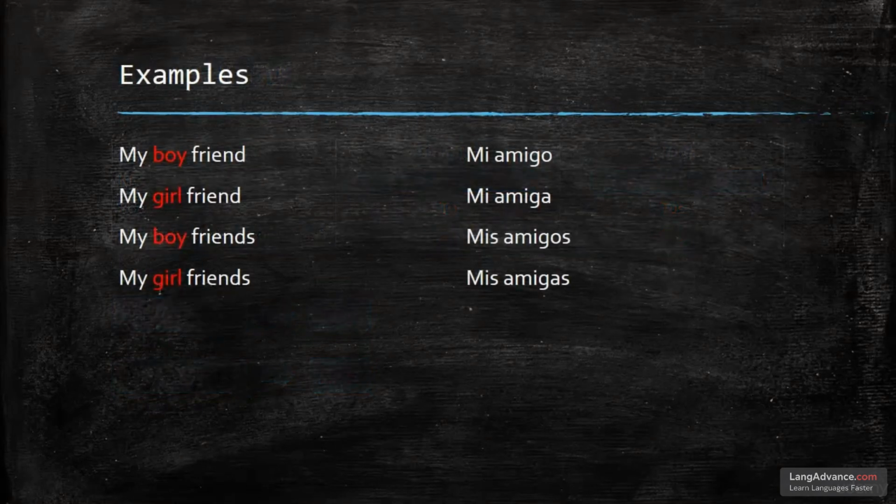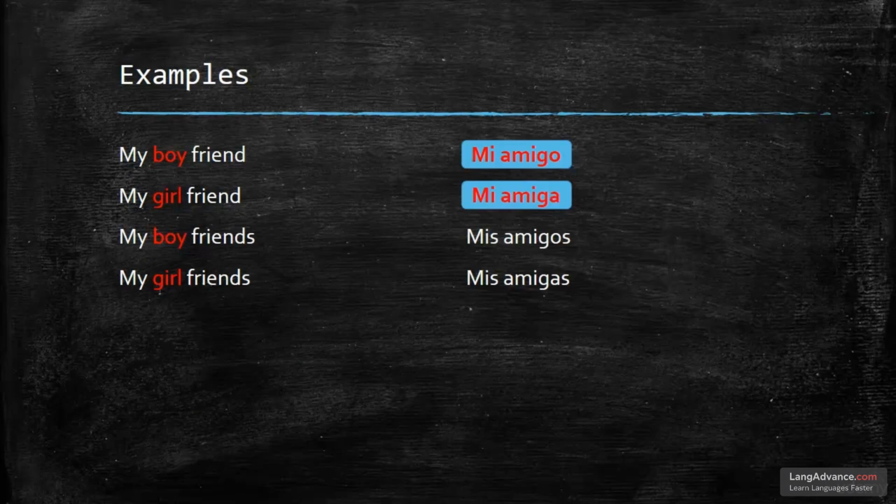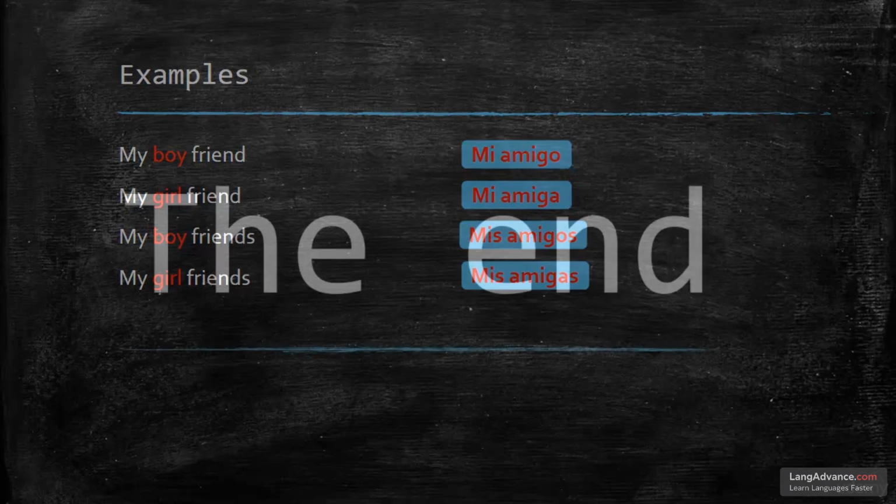Let's look at some more examples. My boyfriend translates to mi amigo. My girlfriend becomes mi amiga, while my boyfriends is mis amigos. Lastly, my girlfriends is translated as mis amigas.